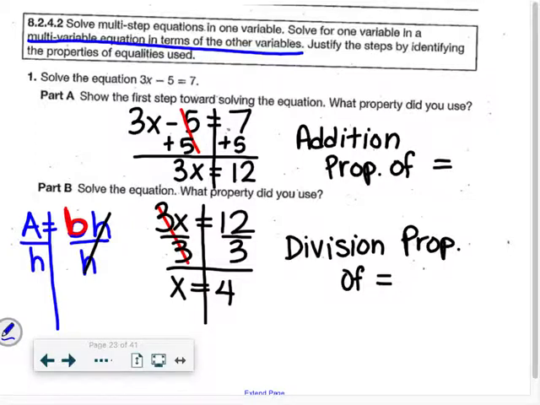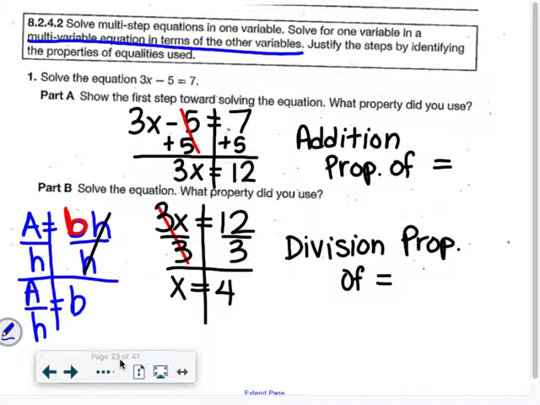So dividing by h would leave me with the area divided by the height equals the base for this particular formula. So these are called literal equations, and literal equations are trickier because of multiple variables being in them. But you use the same properties as solving equations with a lot of numbers in them. So it's the same skill set.